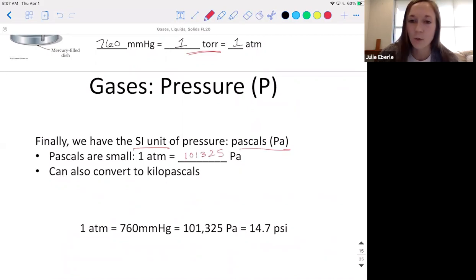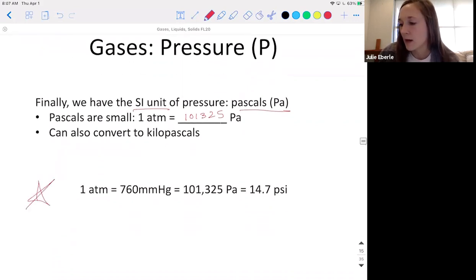101,325 pascals is 1 ATM. You can also convert that to kilopascals, so you divide by 1,000. It'd be 101.325 kilopascals would be 1 ATM. So here's essentially, in a nutshell, what I want you to know regarding units of pressure. I want you to know that 1 ATM is equivalent to 760 millimeters of mercury. It's equivalent to 101,325 pascals and 14.7 psi. Don't worry about torrs or kilopascals.